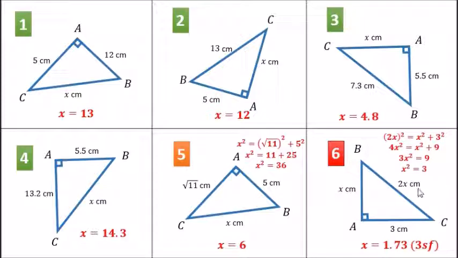Question 6 really is quite tricky, noting that 2x squared, this long side here, is equal to x squared plus 3 squared. So 4x squared in total, remembering to put your 2x in brackets, because we're replacing c with 2x. So the whole of 2x has to be squared. So we end up with 3x squared when we subtract x squared from both sides is equal to 9. We can divide by 3 to get x squared equals 3, and then square root that to get x equals 1.73 to 3 significant figures.